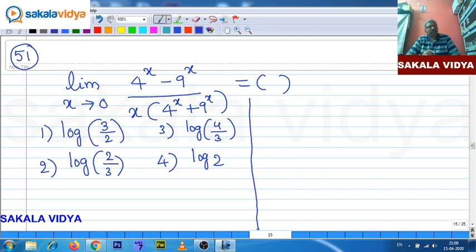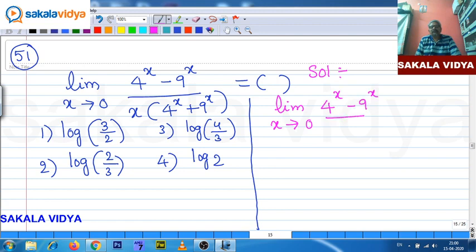Okay, L'Hospital's rule also we can apply, and we have one shortcut also. Let us do the L'Hospital's rule first, no problem. So the first solution follows like this: limit x approaches 0, (4^x minus 9^x) by x, multiplied by limit x tends to 0, 1 by (4^x plus 9^x), written as a product of two functions. If you substitute the limit, 4^0 is 1, minus 1 is 0, so it is a 0 by 0 form. You can apply L'Hospital's rule only for this one.